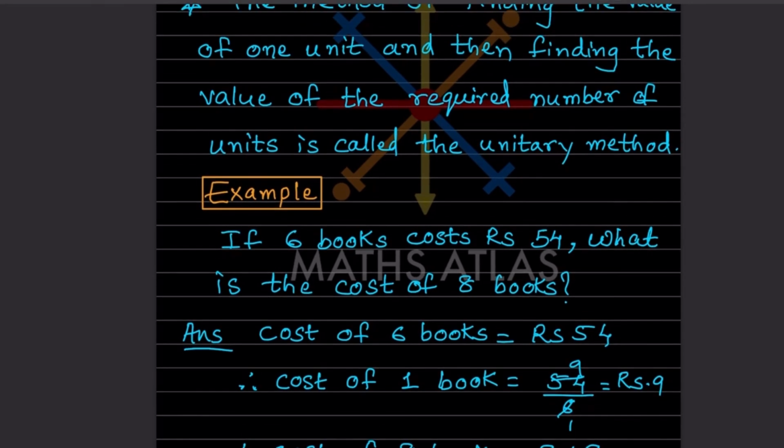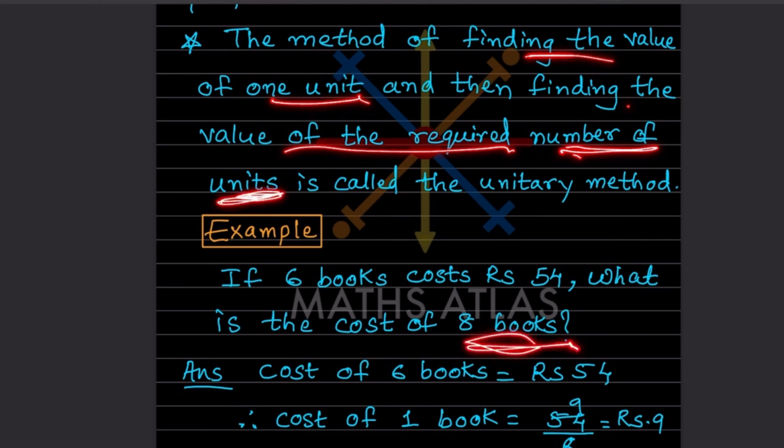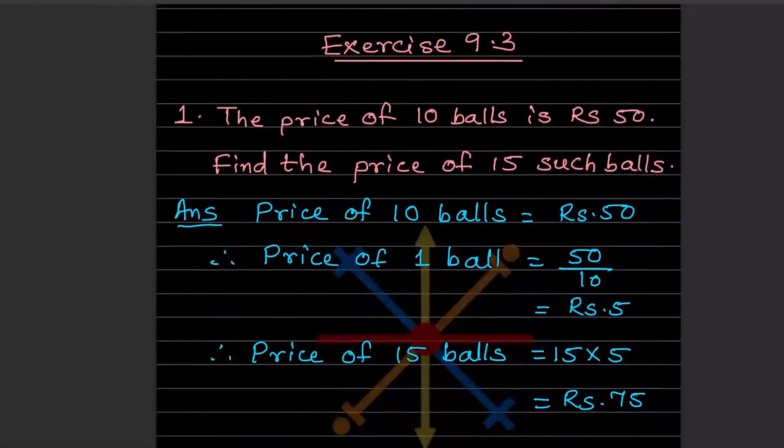Hope you got it. So that they said, finding the value of 1 unit and then finding the value of the required number of units. Required, what was required here? The 8 books. Now hope it is clear to you. So we'll see with the exercise here.